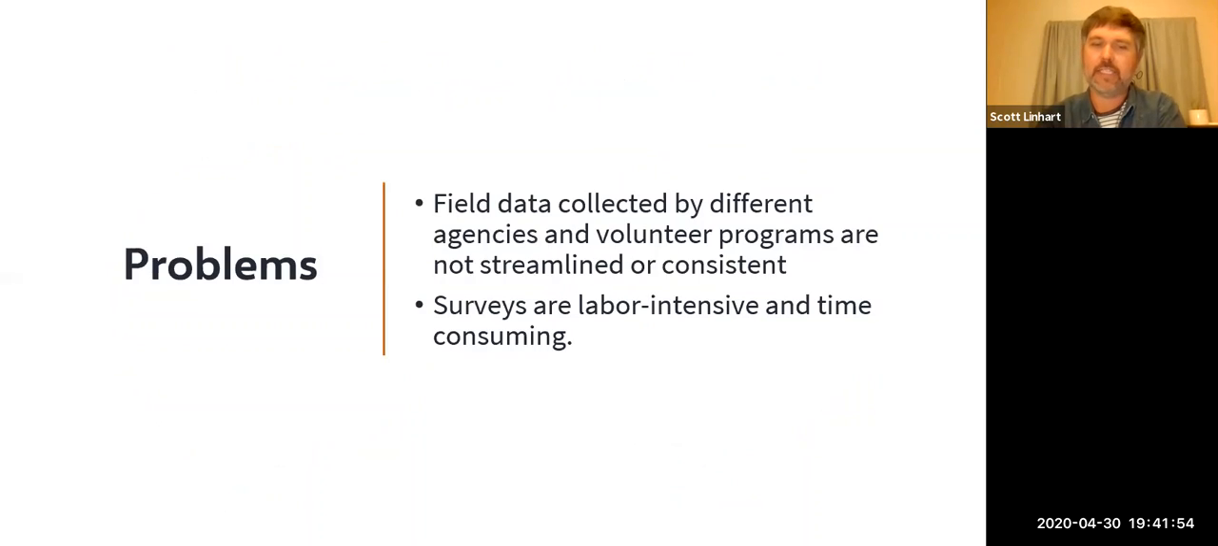Along with eradication methods, the NRPR has manually collected and recorded Buffelgrass environmental attributes over the last couple decades to give an idea of the different terrain factors in which these invasive species thrive. The problem is that the field data collected by different agencies and volunteer programs is not streamlined or consistent, and the surveys are labor intensive and time consuming.